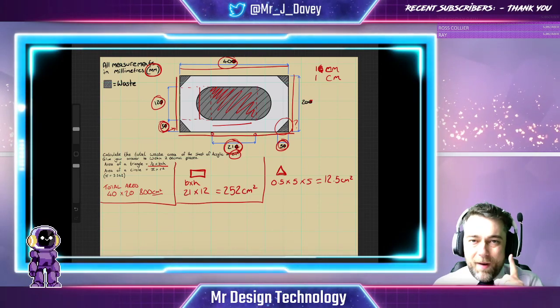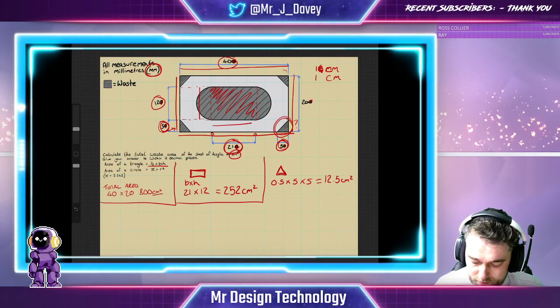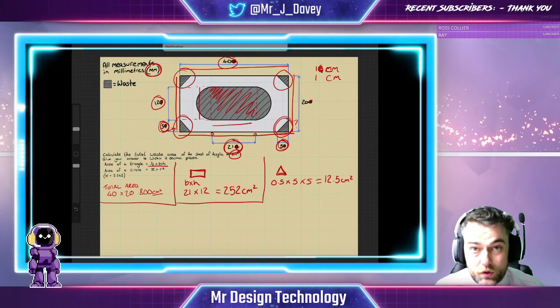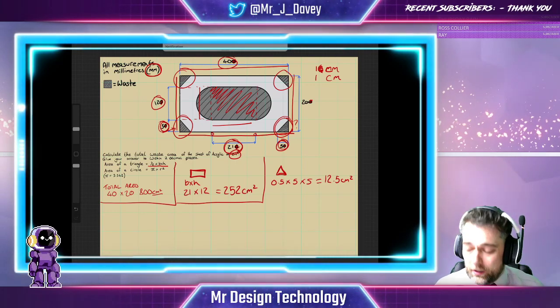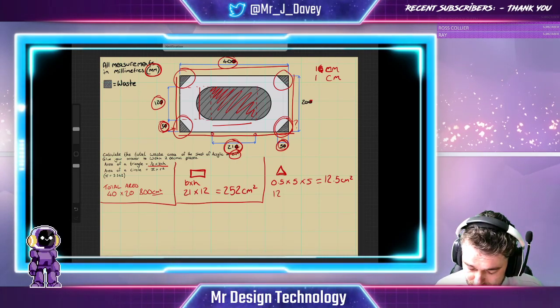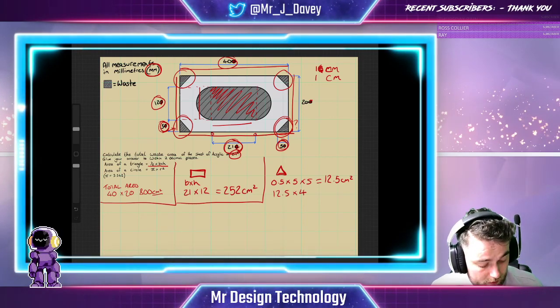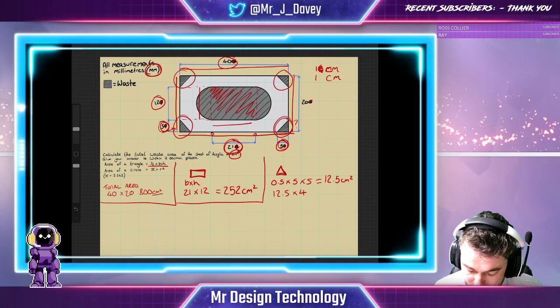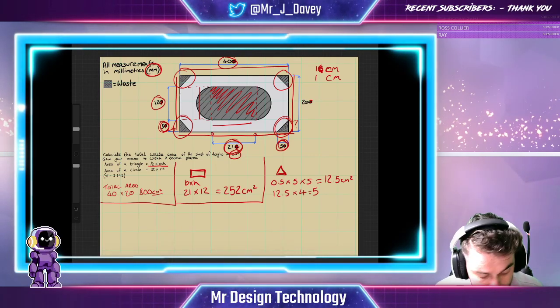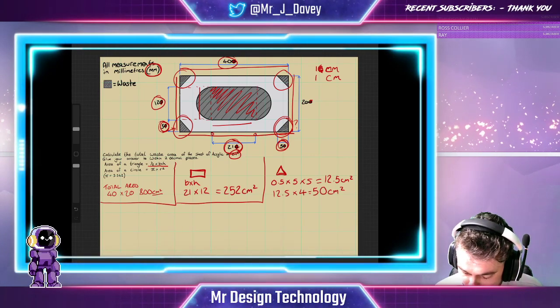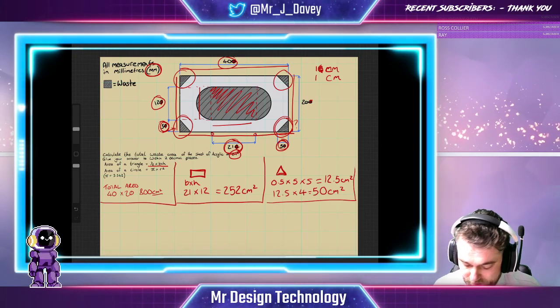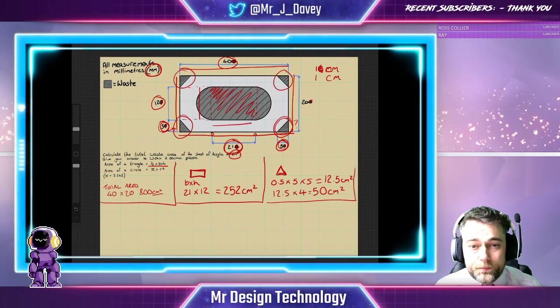Just pump the brakes there though, because a lot of students will go, brilliant, got all the marks there. However, we've got 1, 2, 3, 4 triangles. So I'm going to have to times that by 4. So times by 4 gives me 50 centimetres squared, and I can put that in a triangle as well.